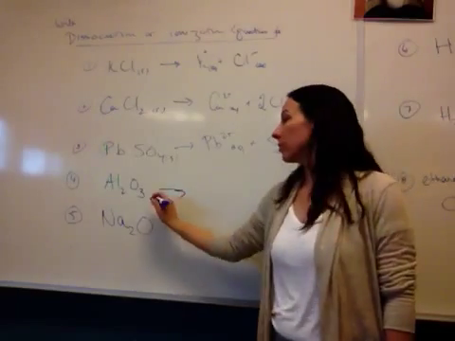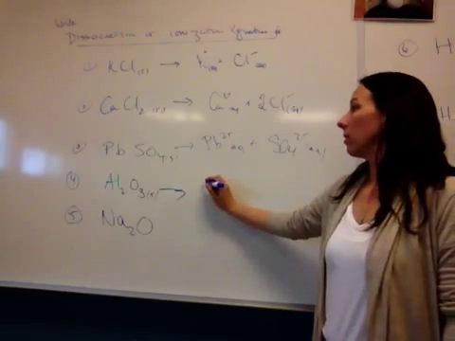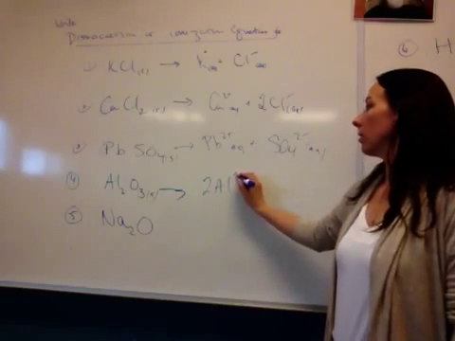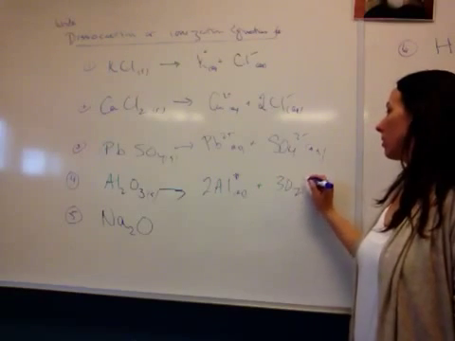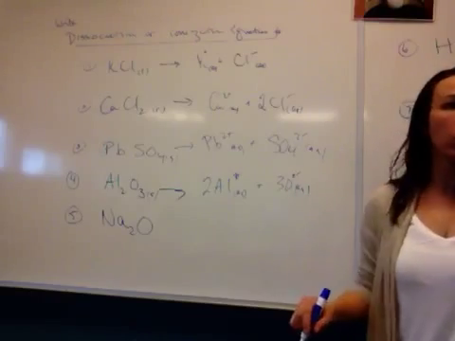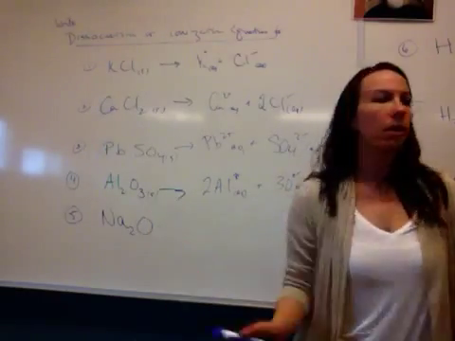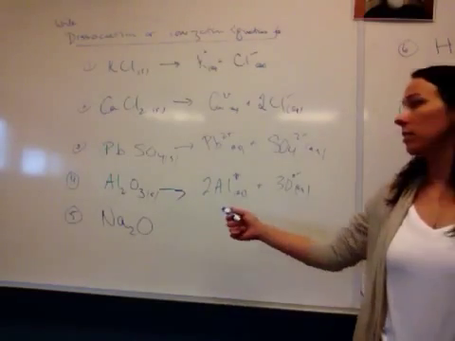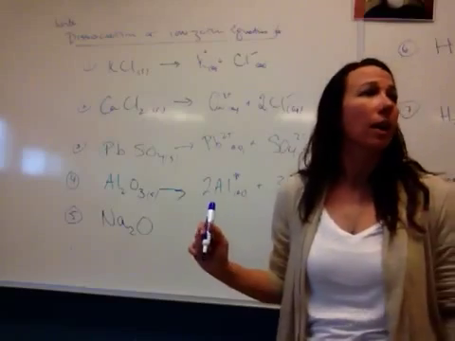This one, solid. Tatum. 2Al3 plus aqueous plus 3O2 minus aqueous. Good. Can somebody just check this for me? Can somebody just check that that is soluble? Remember how we're supposed to do that?